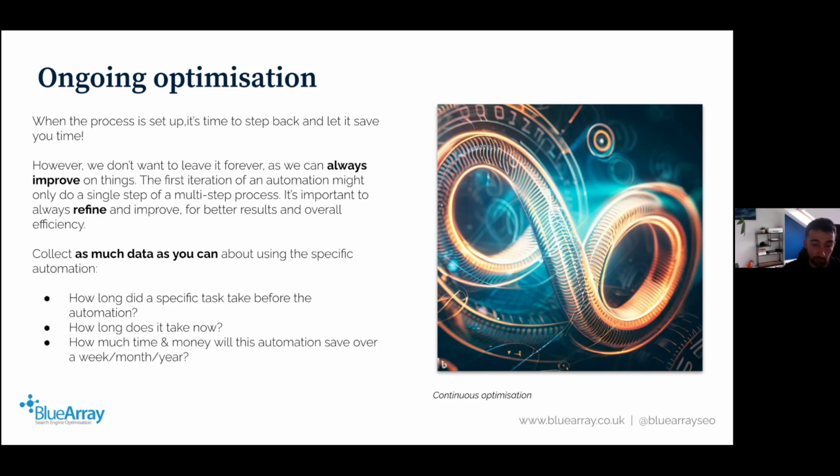How much time and money is that automation then going to save over a week or a month or a year? Work out your hourly rate, work out how much time it's saved, and you multiply those two numbers together to work out how much you're saving.